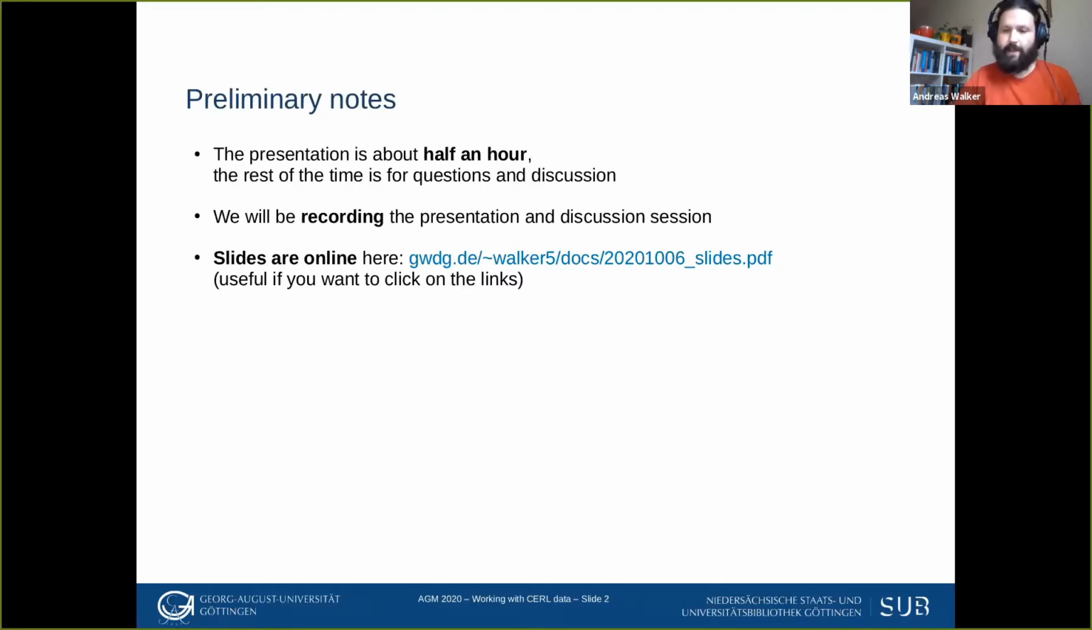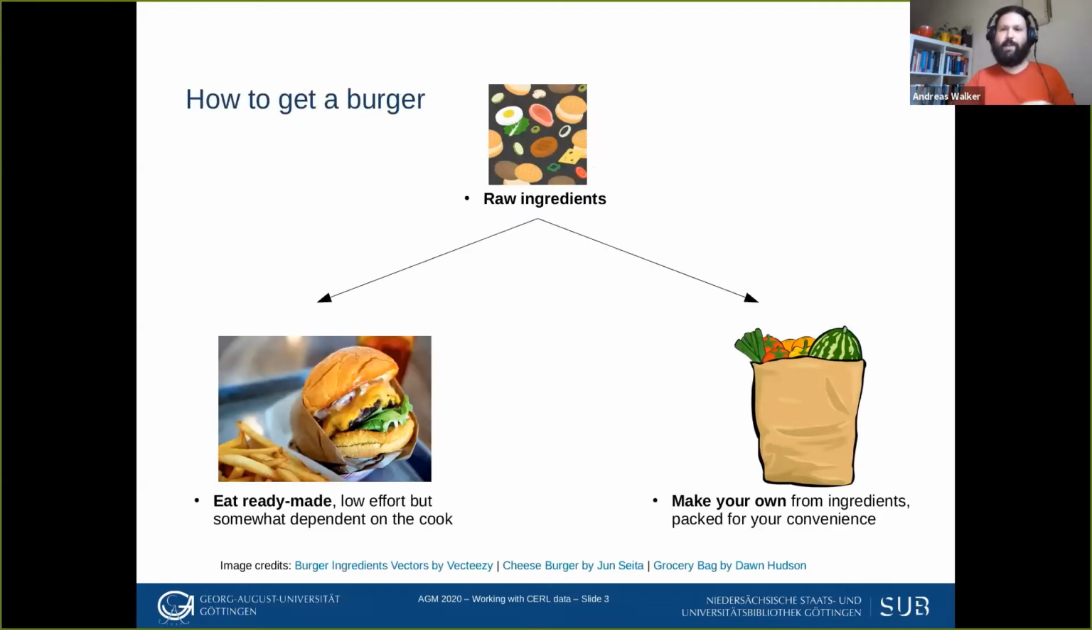All right, without further ado, let's get started with not the question that this talk is about, but another one, namely how to get a burger. So imagine that somebody has a store that has all the raw ingredients for a burger, and you're in a position that you want a burger. There's essentially two ways you can go to get a burger.